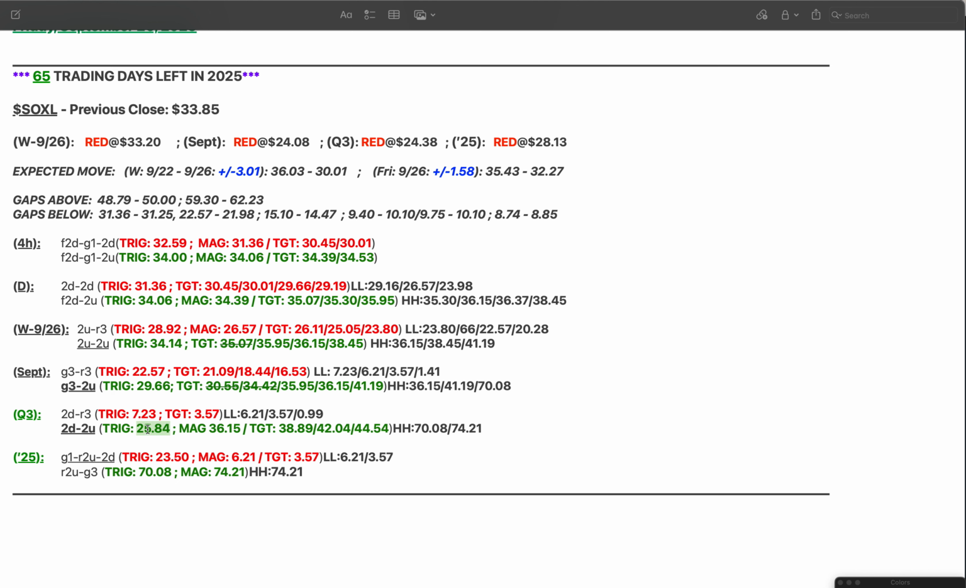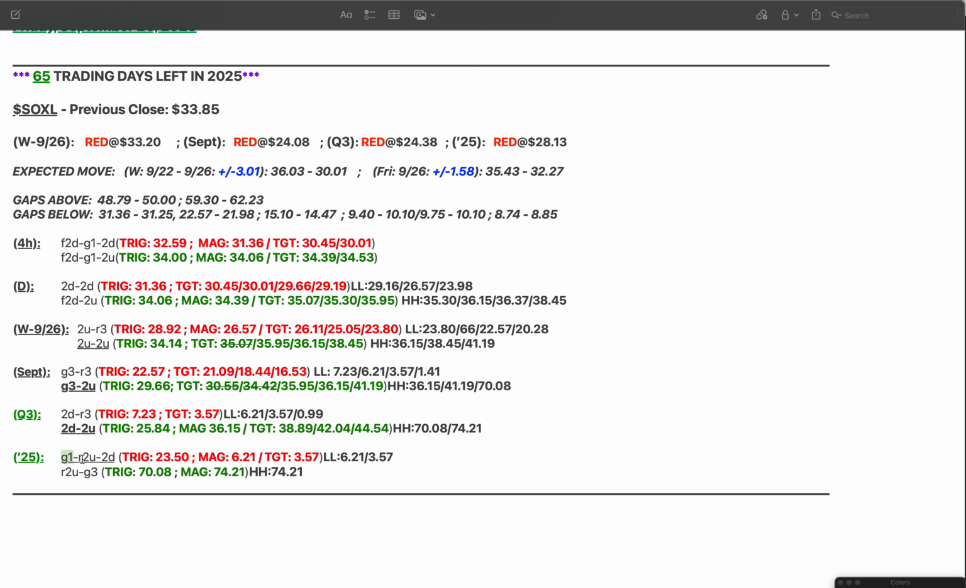So, anyways, we're at a 2 down, 2 up, trying to reach that magnitude of 36.15. If it does, it triggers that combo 2 down, combo 2 up. Ultimate target is at 70.08, but that's a huge move. So the extended targets on the way up, we'll start with 38.89, 42.04, and 44.54.